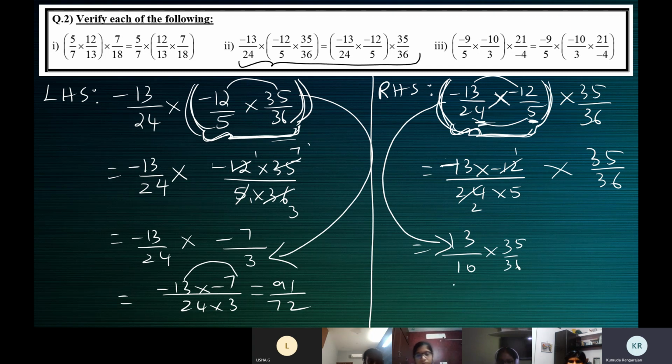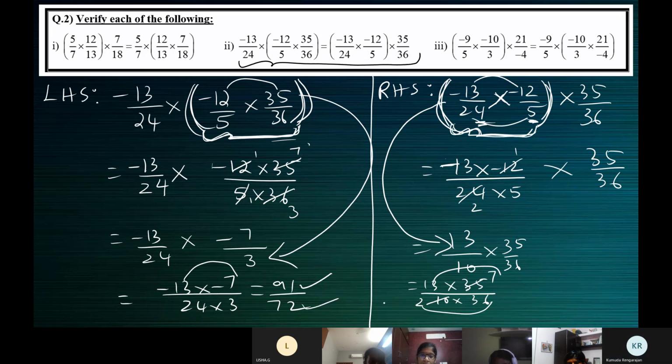Now again, it's a product of two rational numbers. Multiply the numerators, multiply the denominators. So 5 2s are 10, 5 7s are 35. Now 13 into 7 is 91 and 2 into 36 is 72. So we get the same answer, 91 by 72. LHS is equal to RHS, hence verified. All right, children, I'll show you the answer slide.